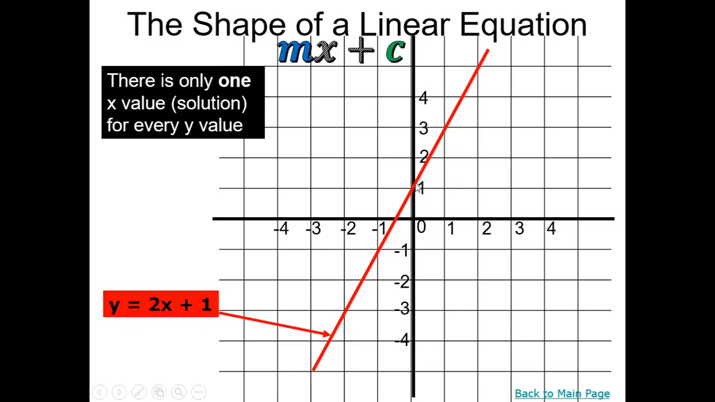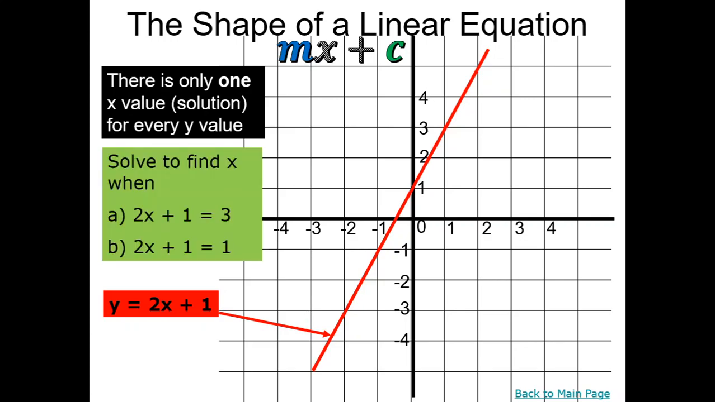Now, for every point along that line, there's an x-coordinate that goes with every y-coordinate. So if I were to change this formula for the line into an equation where 2x plus 1 is equal to some number, you could rearrange that equation to find out the x value, or you could just look on the graph and you can say for that y value, what would x have to be?